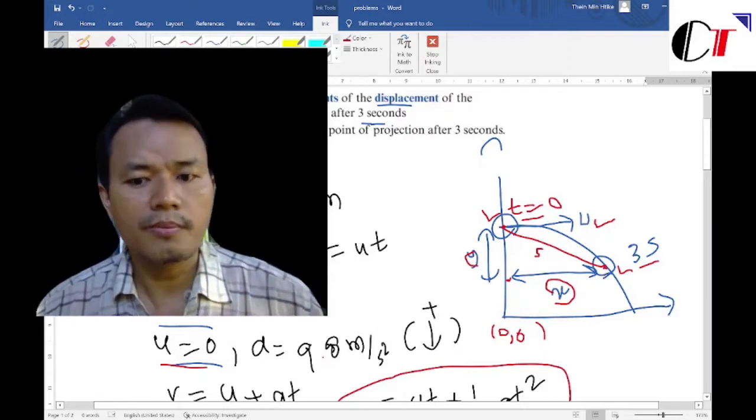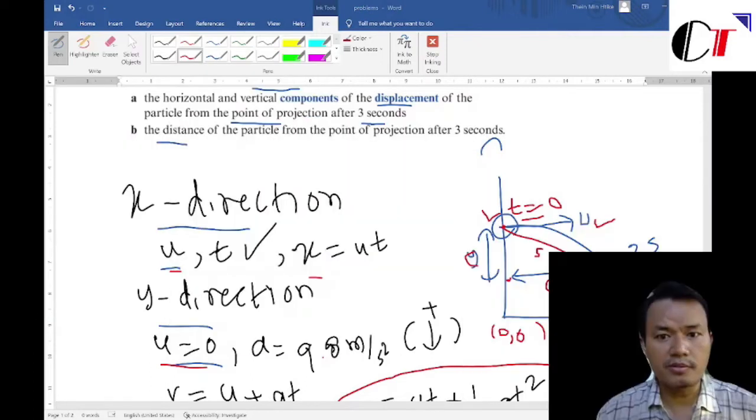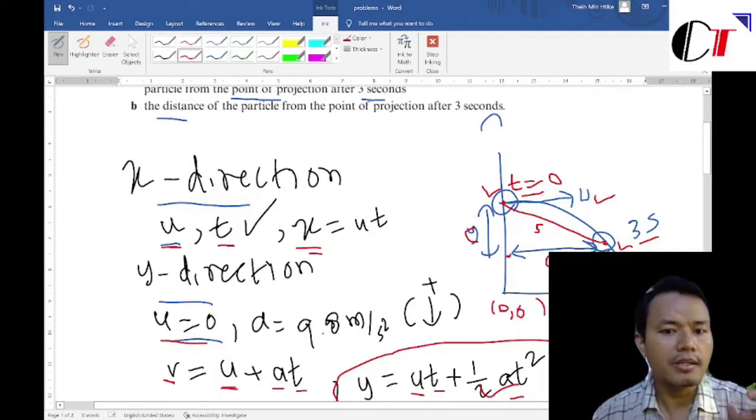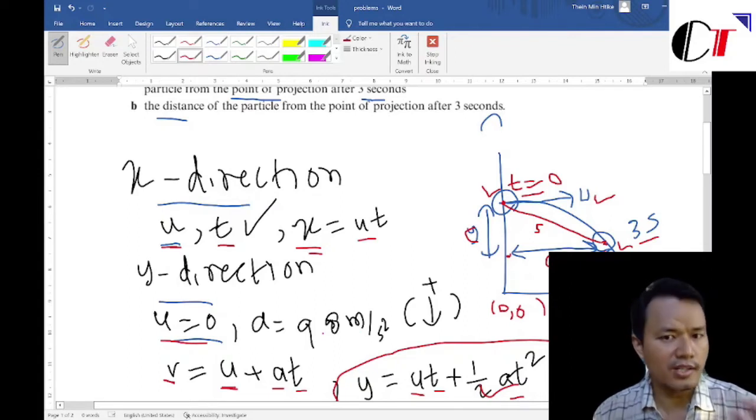Right, so now let's look at the strategy, or the way that we should calculate. If you look at the x direction, we know the velocity u because it's projected horizontally with 15 meters per second, so u is 15. We know time t, which is 3 seconds, so the displacement in the x direction is just s is equal to ut. Since we want to differentiate between x and y, we will use x here. So the x component of the displacement is x is equal to u times t. That is very straightforward.